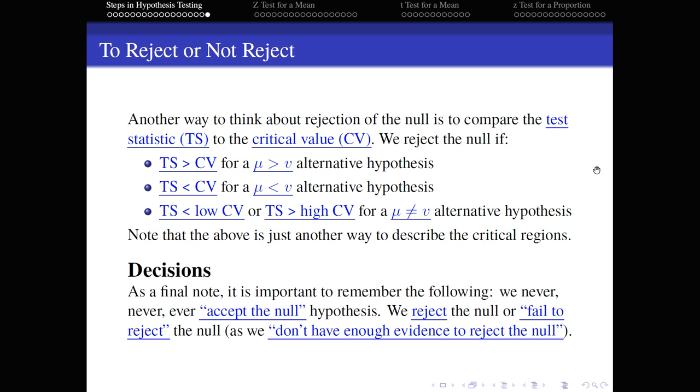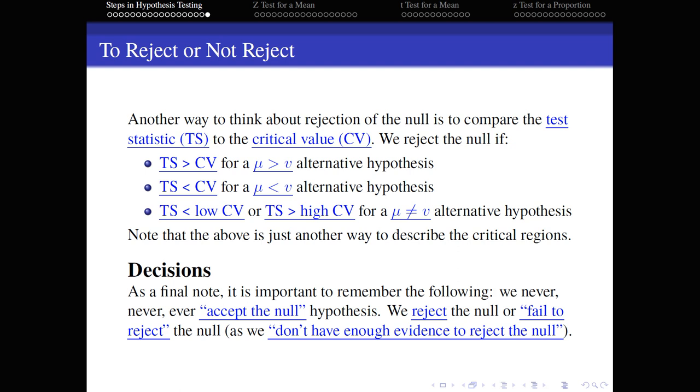So in statistics, we tend to be very strict about saying we either reject the null hypothesis, that is, we had enough evidence to prove that someone was guilty, or we fail to reject the null hypothesis. That is, we didn't have enough evidence to prove that someone is guilty.